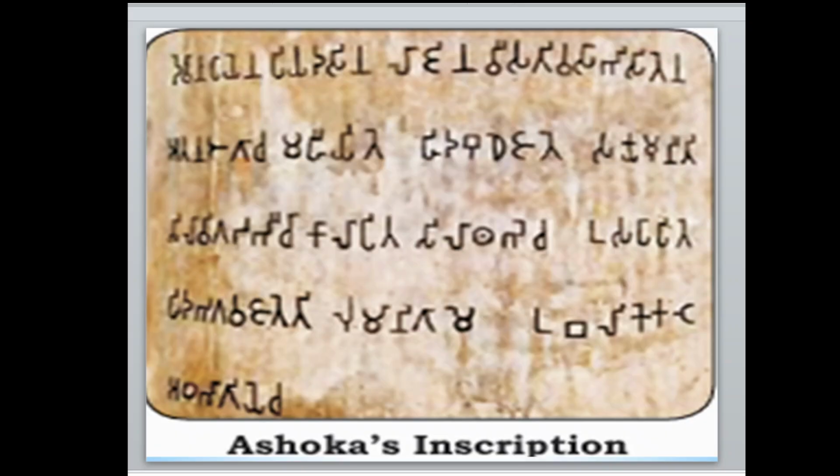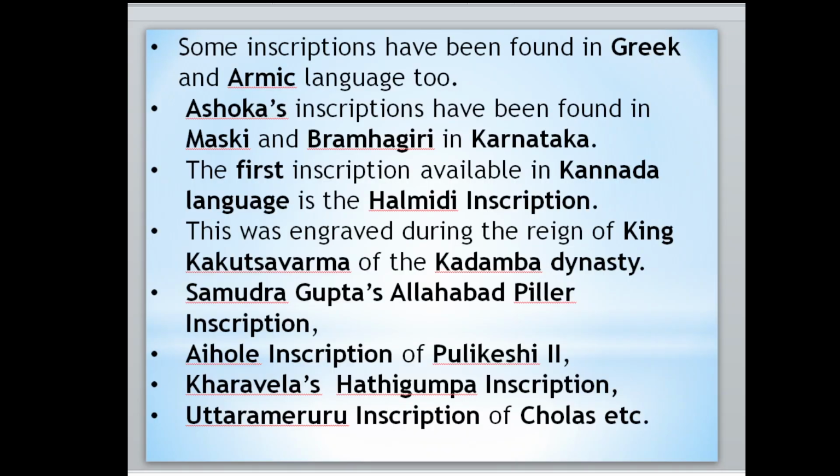Here is an example of Ashoka's inscription. Now move to the next. Some inscriptions have been found in Greek and Aramaic languages too. Ashoka's inscriptions have been found in Maski, Raichur, and Brahmagiri in Karnataka. These are the two places: Maski in Raichur district and Brahmagiri in Kodagu district.